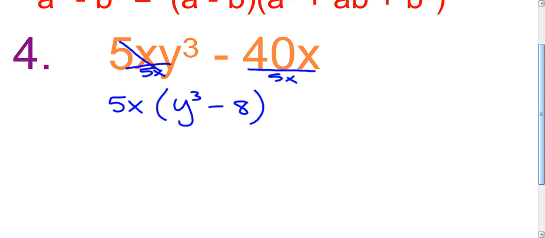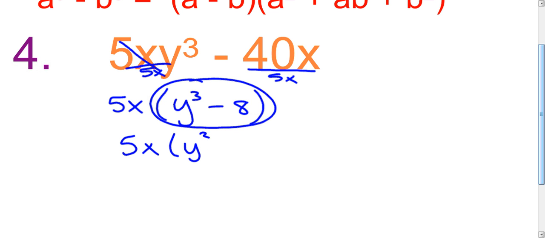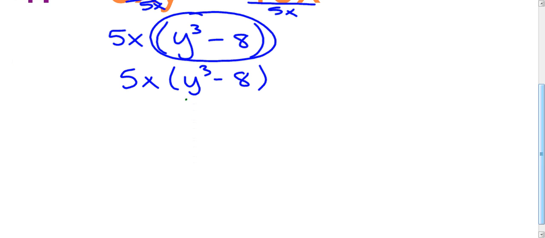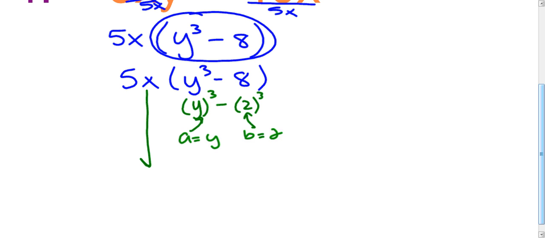Okay, and this part right here is a difference of cubes. So I'm just going to rewrite this. y cubed is obviously y cubed, and then 2 cubed is how I get the 8. So my a is y, and my b is 2. Don't forget to bring this 5x down. You can't ignore that. So make sure that you're doing that and that you don't just drop it.